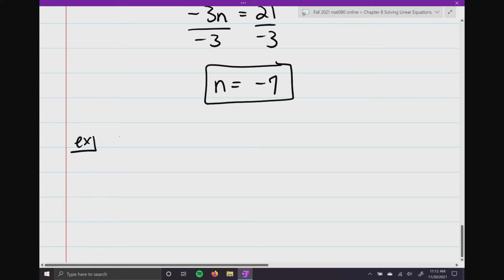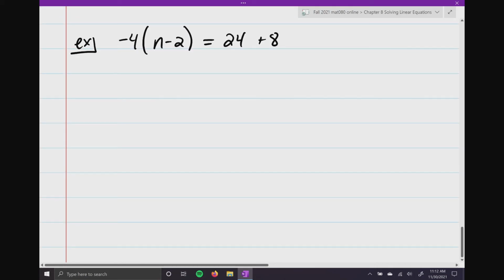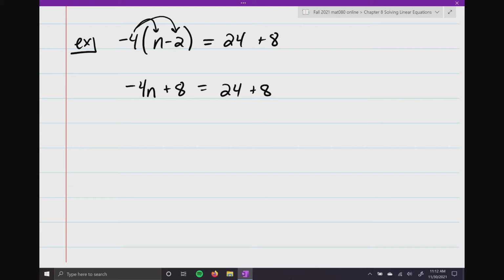Let's see here. I have negative 4 times the quantity n minus 2 equals 24 plus 8. Step 1, I do not see fractions. Step 2, if parentheses are present, they are. So let's distribute. I'm going to distribute the negative 4 to both terms. So I get negative 4 times n, and then negative 4 times negative 2 is going to be positive 8. So notice I do one step at a time.